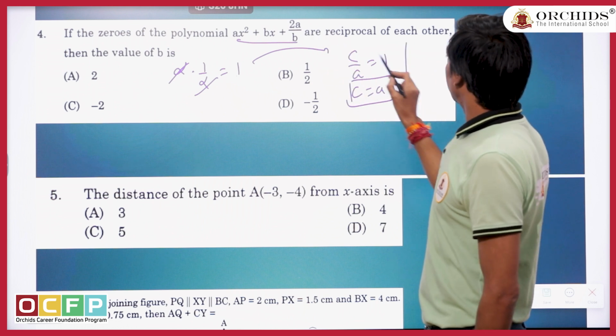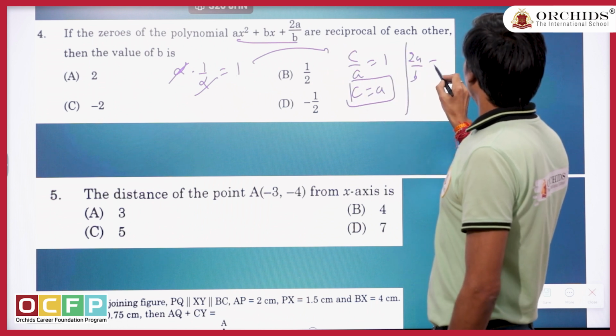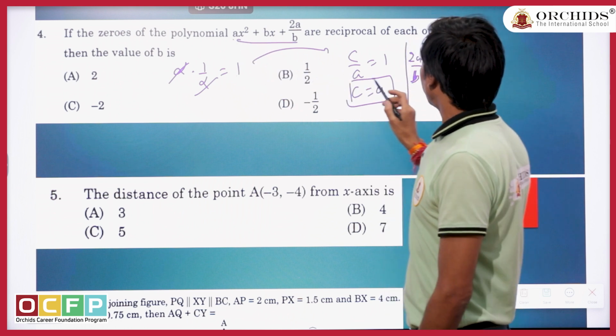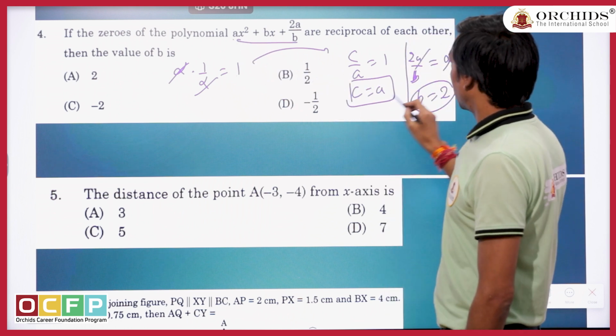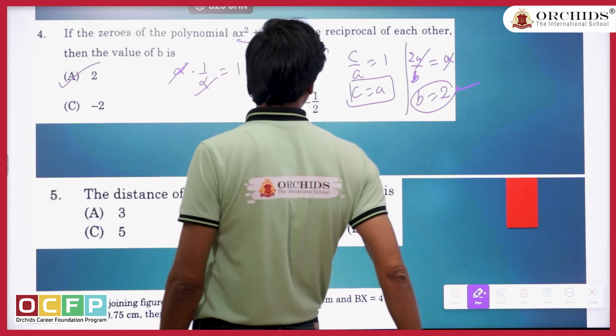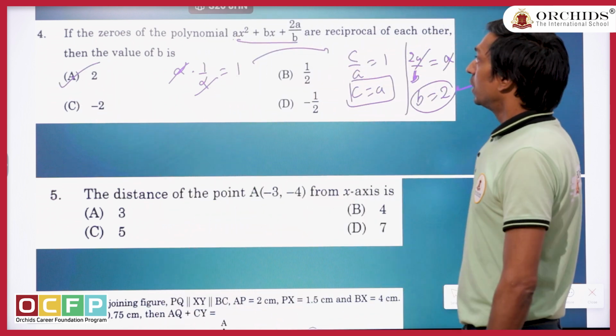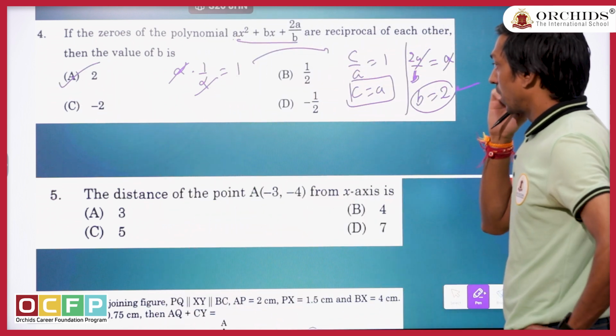And what is the value of C in this case? 2A upon B. And that should be equal to what? A. What is the A value itself? That is A only. A and A cancel, so B equal to what? 2 should be the answer. So the answer for this question is what? B equal to 2. B equal to 2 is the answer for this particular problem.